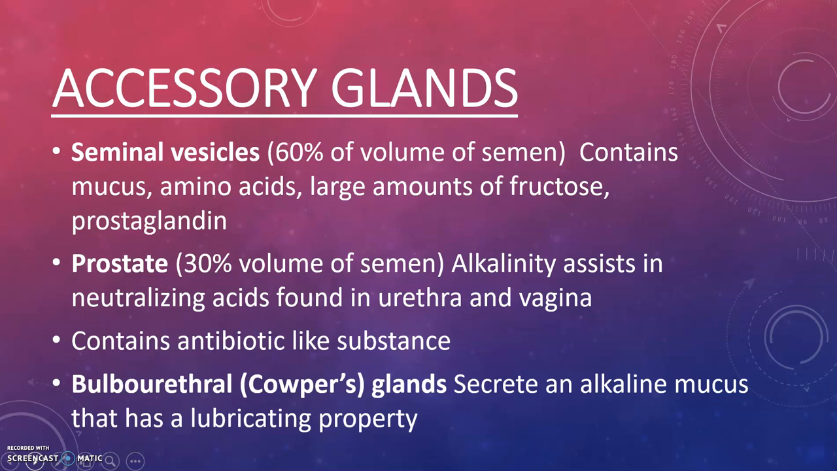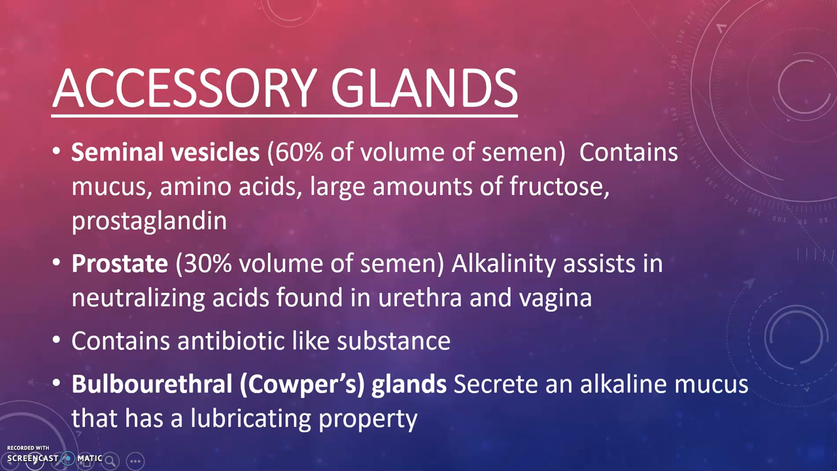Now, the accessory glands are glands that help in the secretions through ejaculation. It is composed of seminal vesicles, prostate, and the Cowper's or bulbourethral glands. Now, seminal vesicles make up 60% of the volume of semen. This is a thick, clear fluid that's going to contain mucus, amino acids, fructose, and prostaglandin. Now, as far as the proteins go, the amino acids are going to help the semen thicken or coagulate after it's deposited in a female, making it easier for the sperm to move to the uterus.